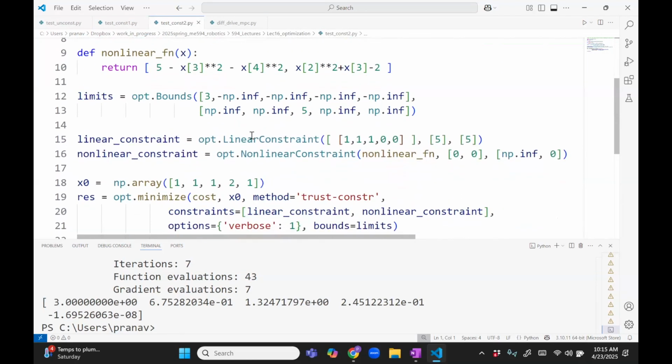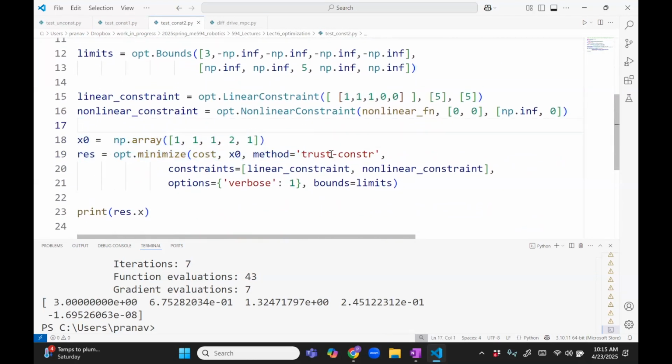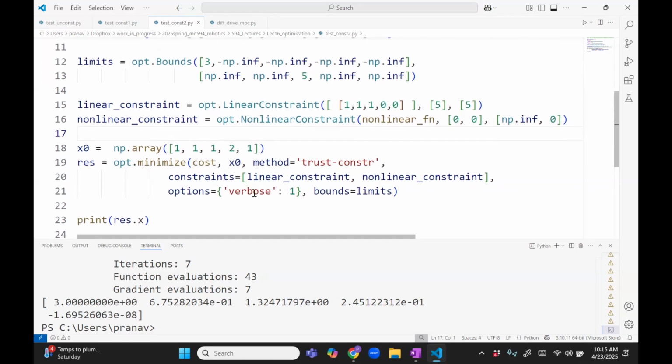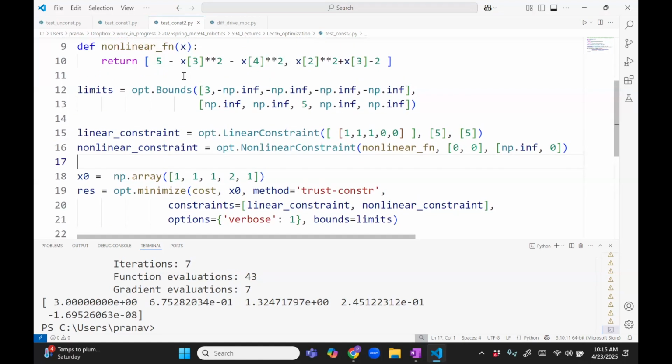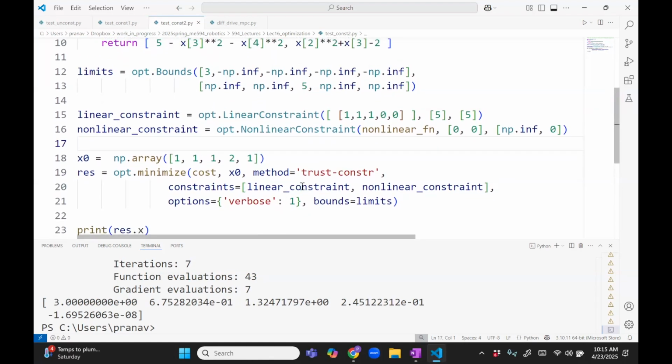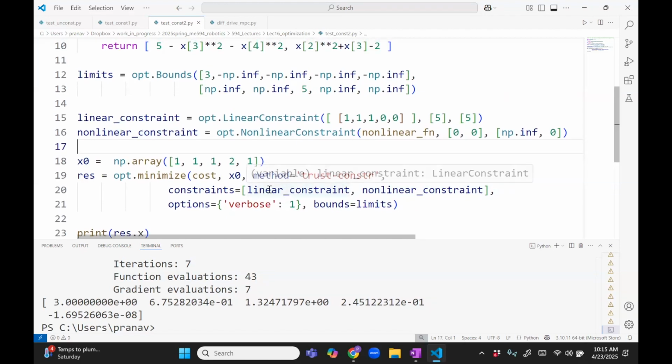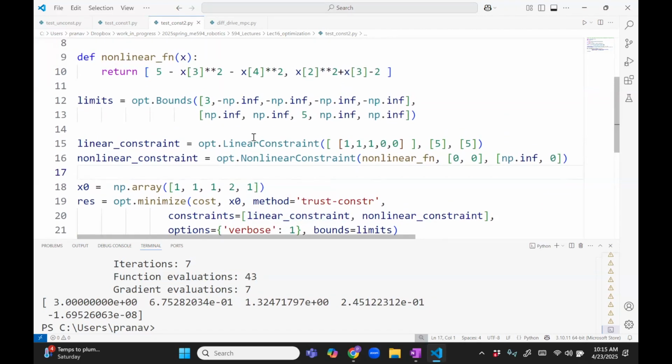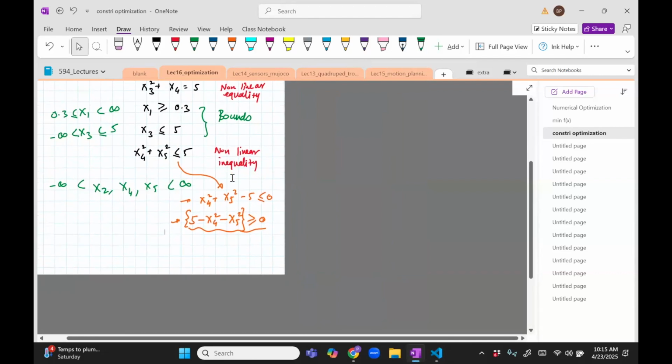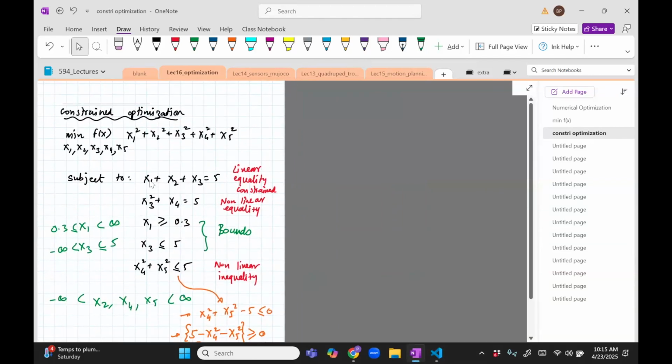Here's another way to do this. This one uses a method called trust-constr. We can read the documentation on what it is. But here you require to specify, well, the bounds are the same, the cost is the same. Here you require a special function for linear constraints and a special function for nonlinear constraints. So for the linear constraint, the function is right here. We actually specify only the coefficients. In this case, this is the linear constraint, so you can see x1 plus x2 plus x3 equals 5.